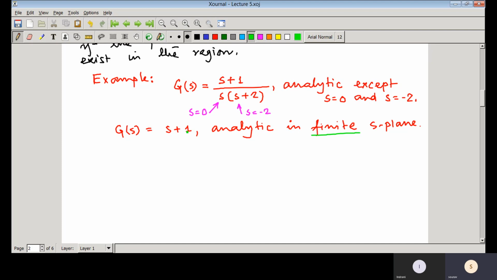So now we'll be discussing an important concept, that is pole and zero of a function. So I think all of you have studied poles and zeros of a function in your signals and network course. So here I'll be giving you that formal definition, that is pole and zero of a function.